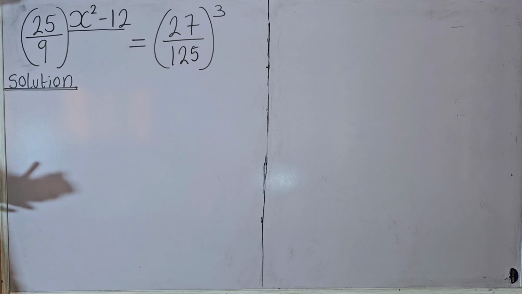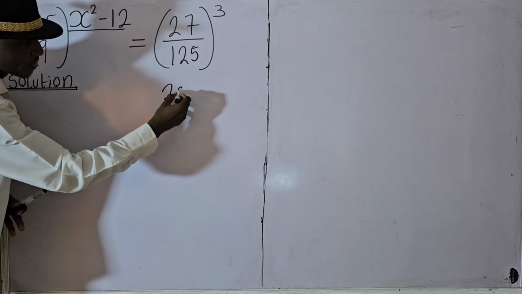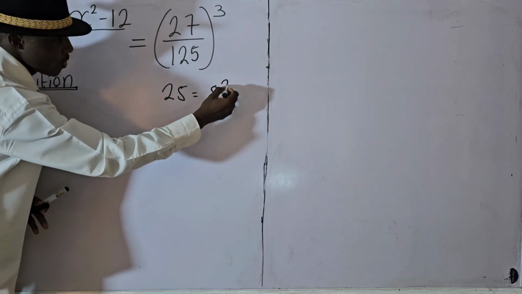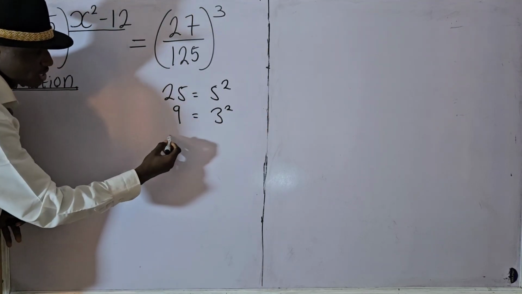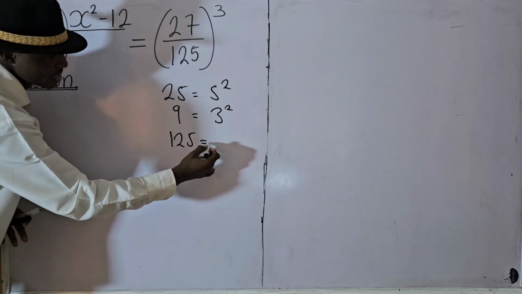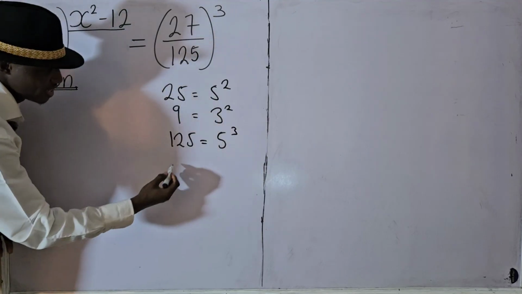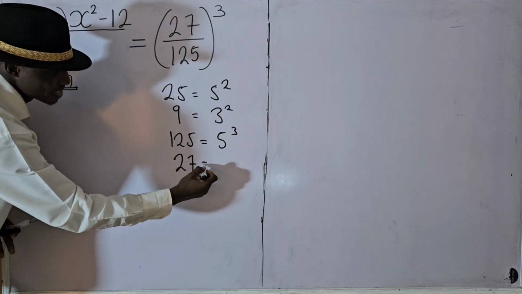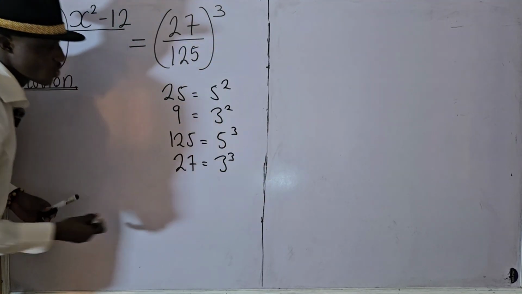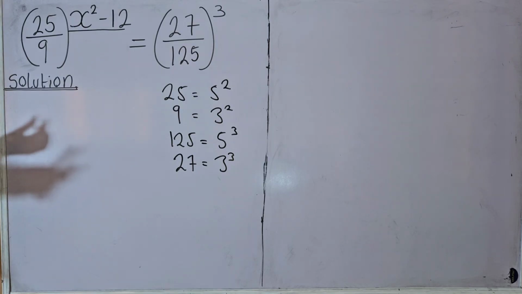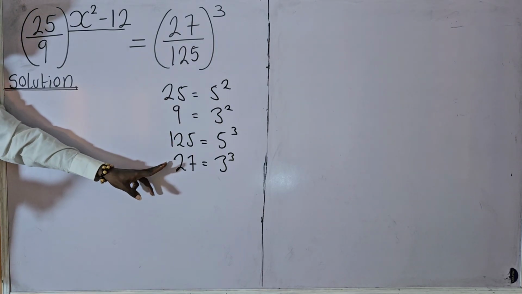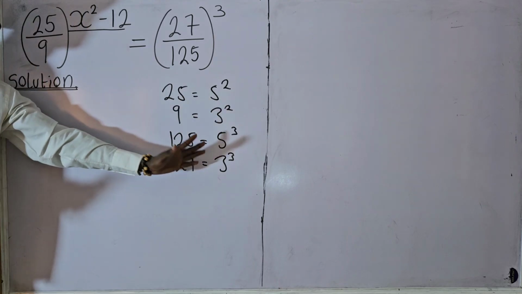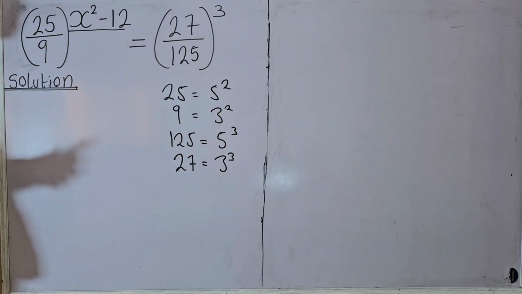The first thing I would like you to know is that 25 can be written as 5 raised to the power of 2. 9 can be written as 3 raised to the power of 2. 125 can be written as 5 raised to the power of 3. Also, 27 can be written as 3 raised to the power of 3. So, the first thing now is that I'm going to replace 25, 9, 125, and 27 with their respective exponents in this equation that we have on the board.